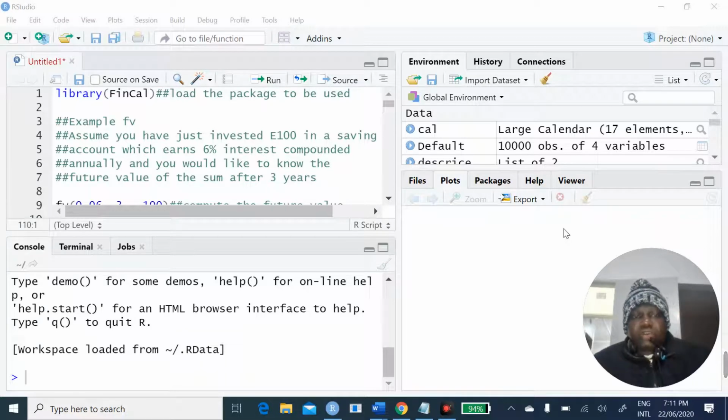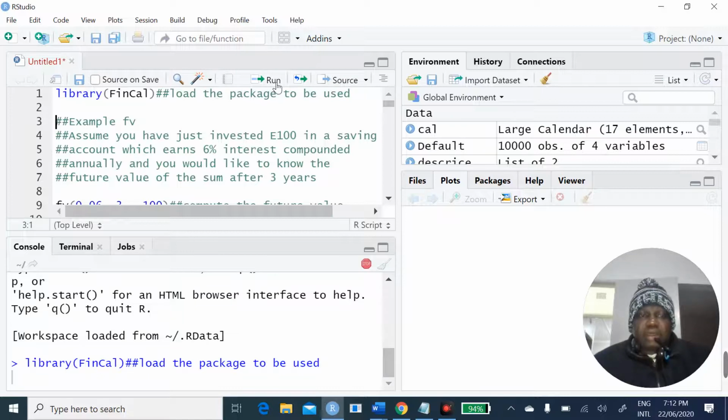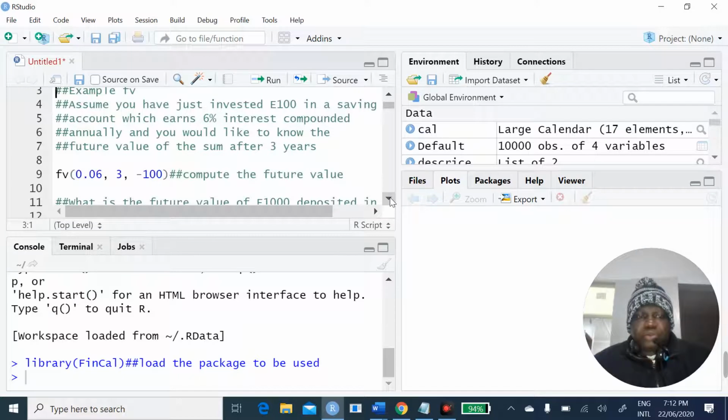So we'll be making use of the FinCal package. Here we have library(FinCal) to load the package, run it. Then to calculate future value, I want us to consider this example. Assume you have just invested 100 Emalangeni in a saving account which earns 6% interest compounded annually, and you would like to know the future value of the sum after 3 years.